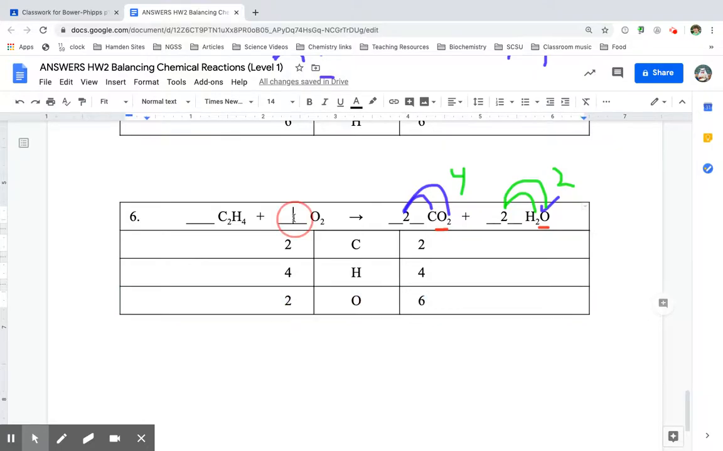I need 6. 2 times what gives me 6? 2 times 3 is 6. Remember, 3 times the little 2 gives me 6. 2 carbons on each side, 4 hydrogens on each side, 6 oxygens on each side. It matches. All right, good luck. Go try level 2. Nice work, folks.